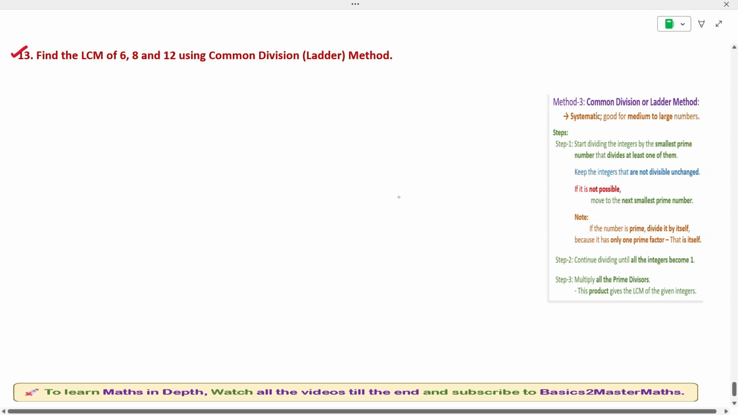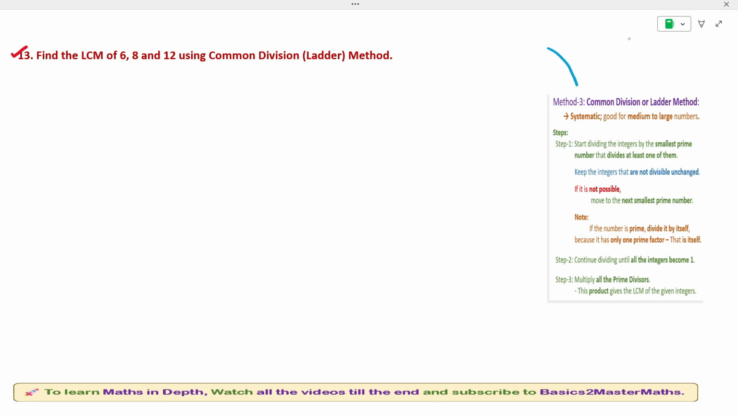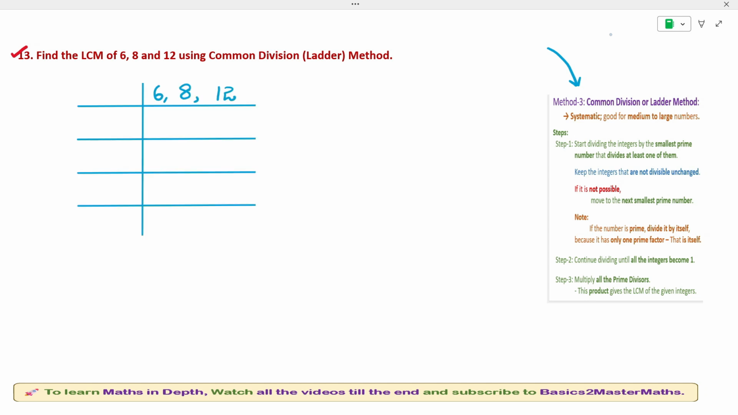Find the LCM of 6, 8 and 12 using the common division method. Please follow the below steps so that you do not make any mistakes. Start dividing 6, 8 and 12 by the smallest prime, 2. Since 2 divides all three integers exactly, we get 3, 4 and 6.